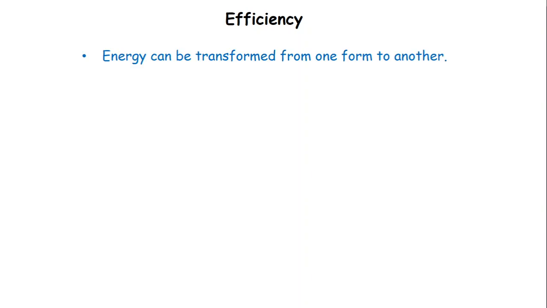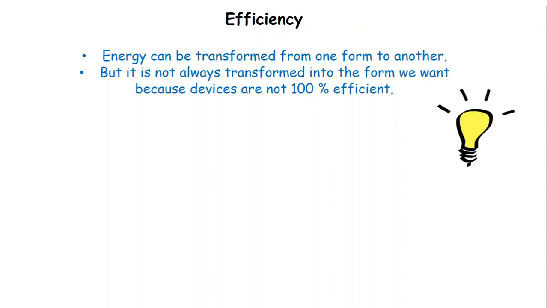In this video, we are going to learn about efficiency. We are going to talk about what efficiency actually is, and we are also going to calculate efficiency. We have learned before that energy can be transformed from one form to another, but it is not always transformed into the form that we want because devices like this light bulb here are not 100% efficient.